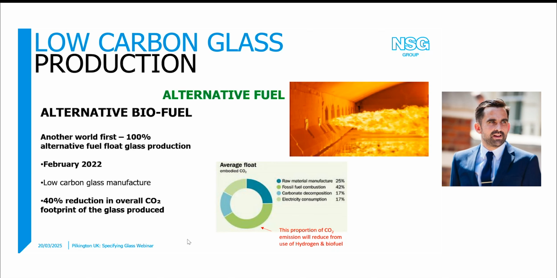It was done using alternative fuels, and it led to a 40% reduction in the overall CO2 footprint of the glass that would have been produced during this campaign. So it's a big win for low carbon glass manufacturing. And it shows just how much we can cut emissions with the right energy sources when they're available. Pilkington have used renewable biofuel, diverting end-of-life waste such as cooking oils, etc., from landfill.